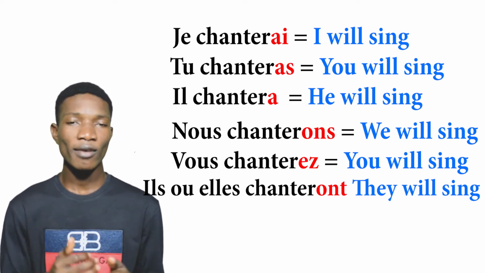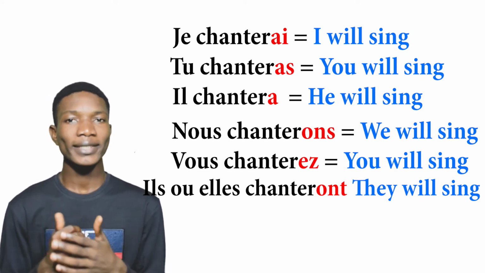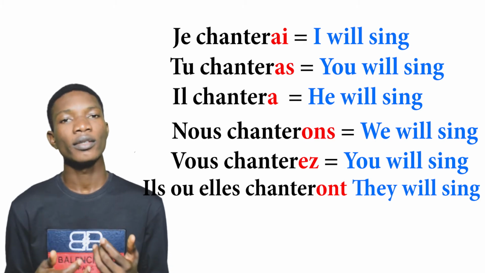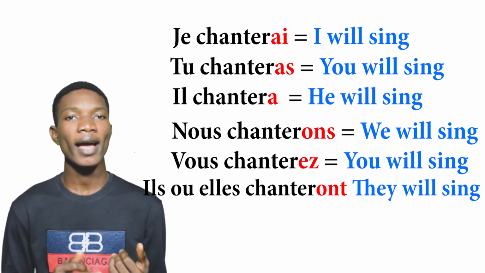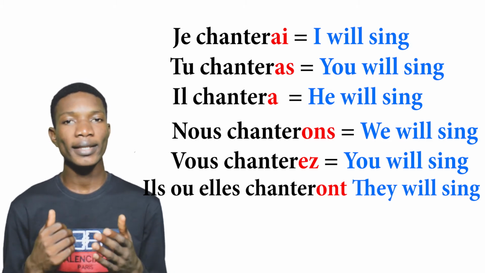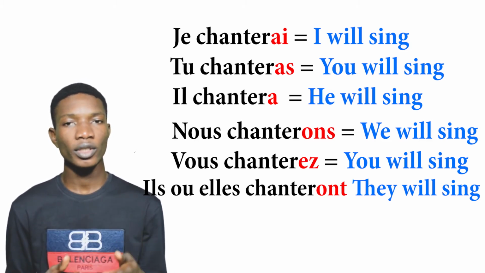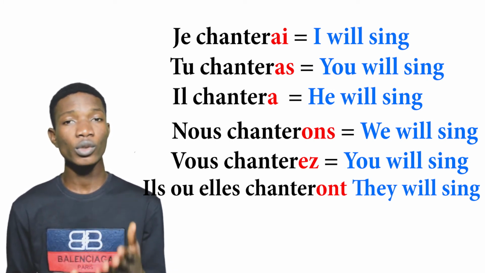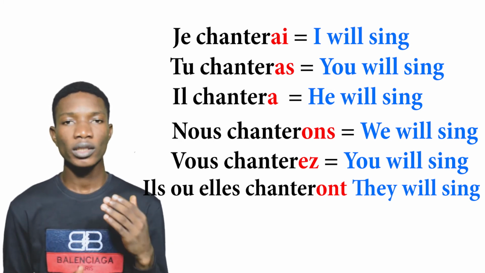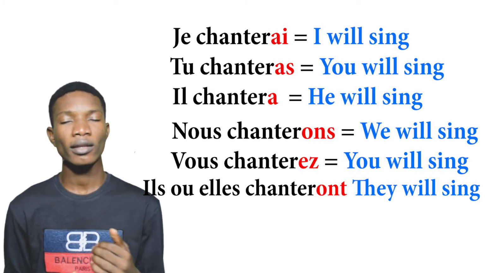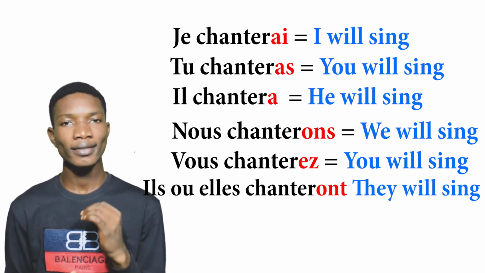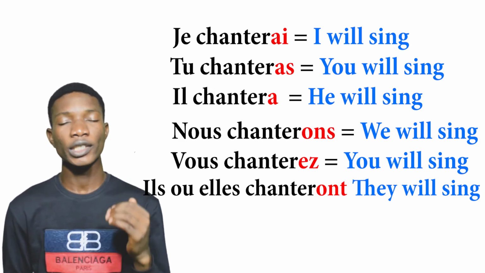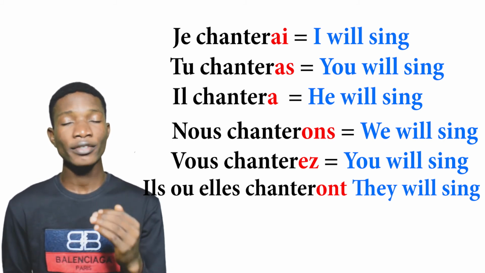So for any verb of the first group, when you conjugate them in the future tense, it is this particular ending that you will use. For the first person, je, it ends in ai. The second person, tu, ends in as. The third person, il or elle, ends in a. The first person of the plural, which is nous, ends in ons. The second person of the plural, which is vous, ends in ez. And the third person of the plural, which is ils or elles, ends in ont.